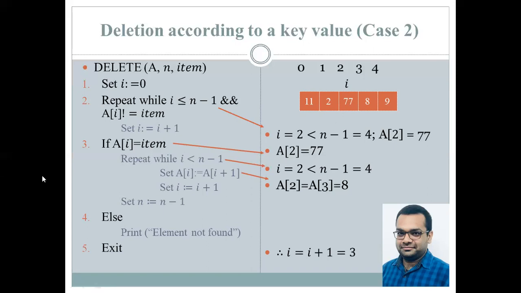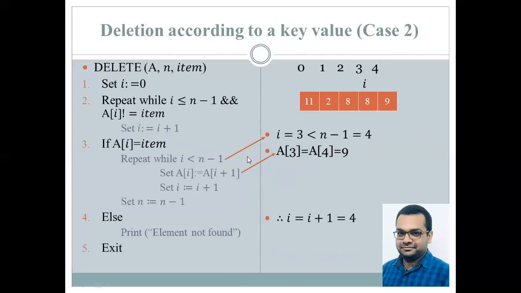Therefore, the first statement to execute is: repeat while I is less than n minus 1. Now the value of I over here is 2. It is less than n minus 1, that is 4. This is true. Therefore, a of I gets the value from a of I plus 1. So a2 gets the value of a3, that is 8. The value of 8 will be copied into this location. So what is the result of this statement? You can see the value of 8 is copied over here. And the next statement to be executed is this. Now the value of I is incremented and points to the third index, index number 3.